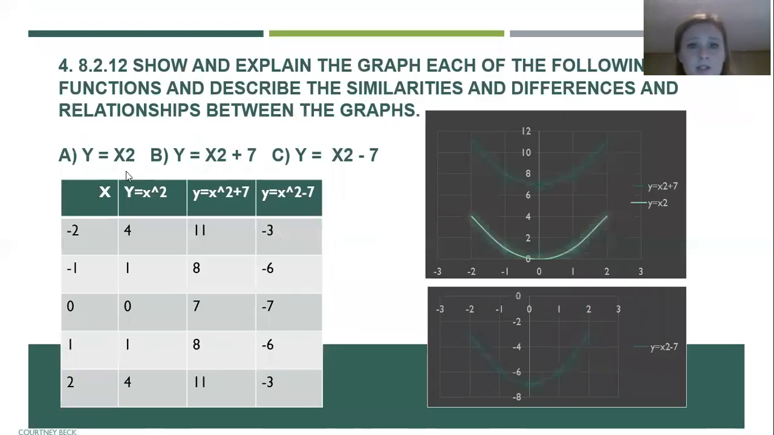We are graphing the following functions and describing the similarities and differences in the relationship of the graphs. So first we have the function of y equals x^2. You can put in what points you want as long as they're corresponding. I just started with 0 in the middle. I put 0 in for x, and I got 0.